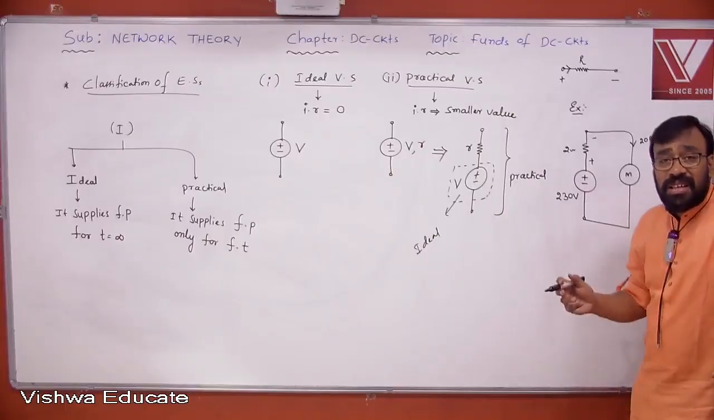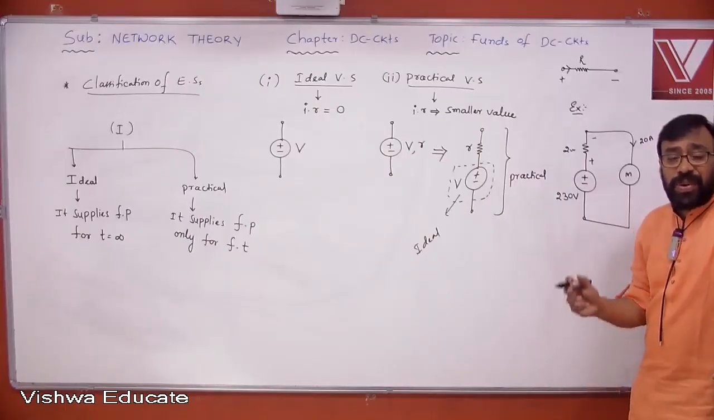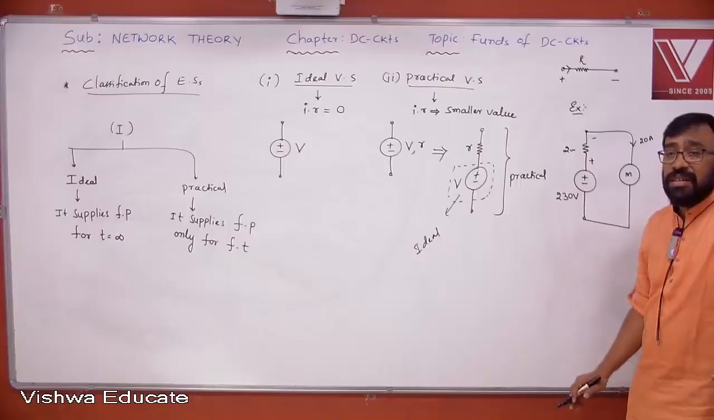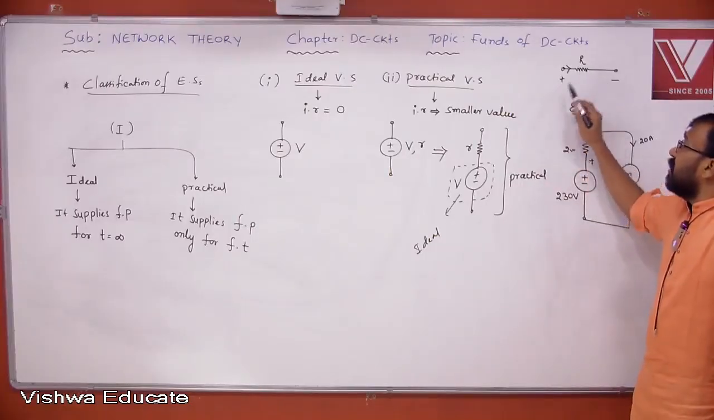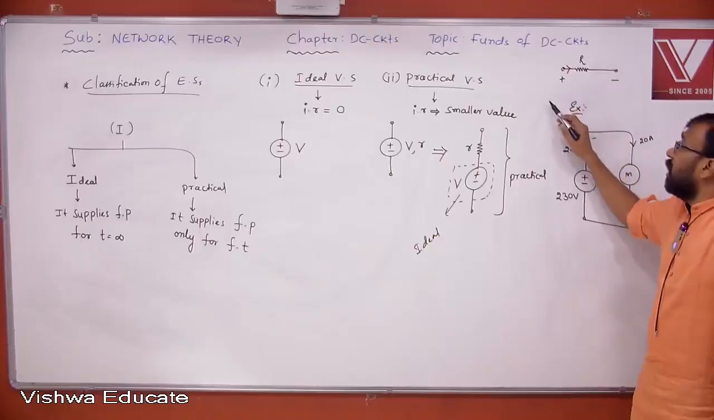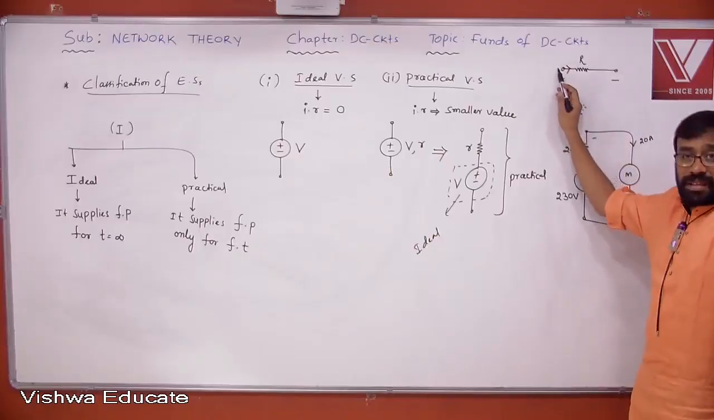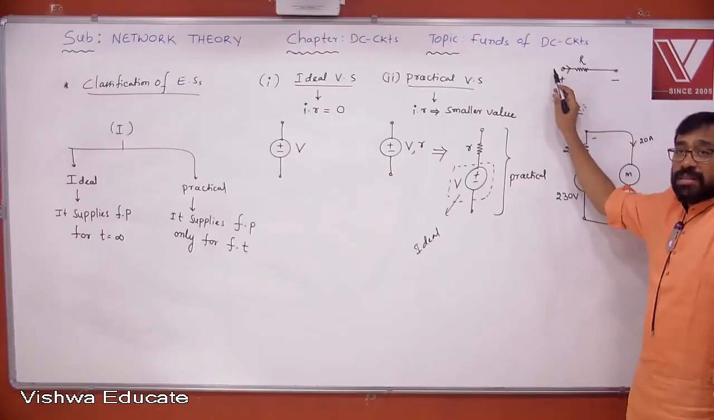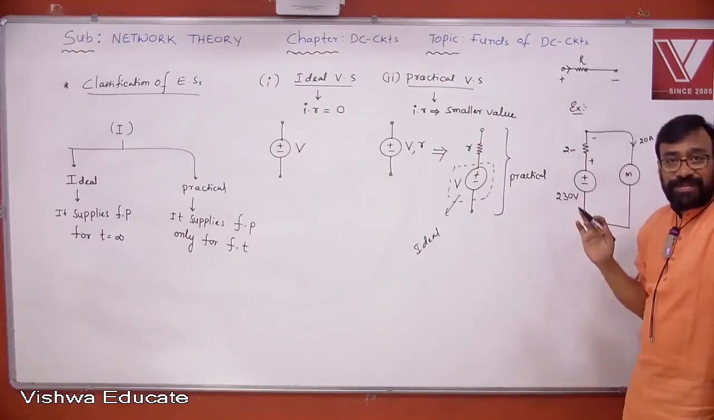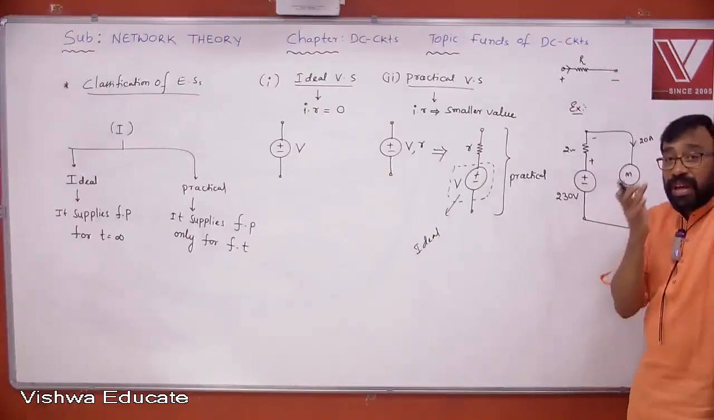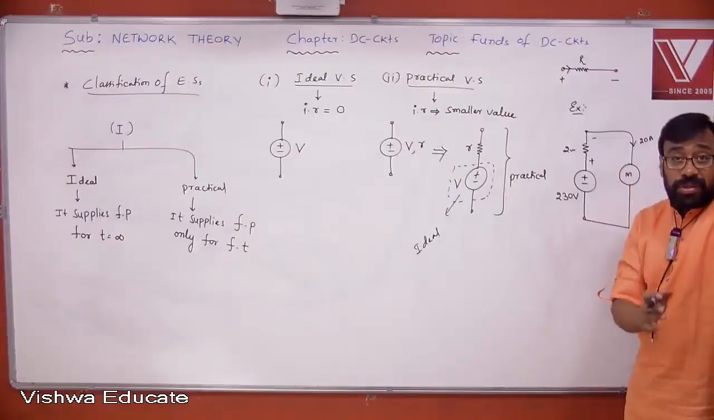What does it tell about? The passive convention tells that the current, in the case of a passive element, will enter into the positive terminal so that the passive element absorbs power. You understand, all of you? Okay. This is called passive convention.